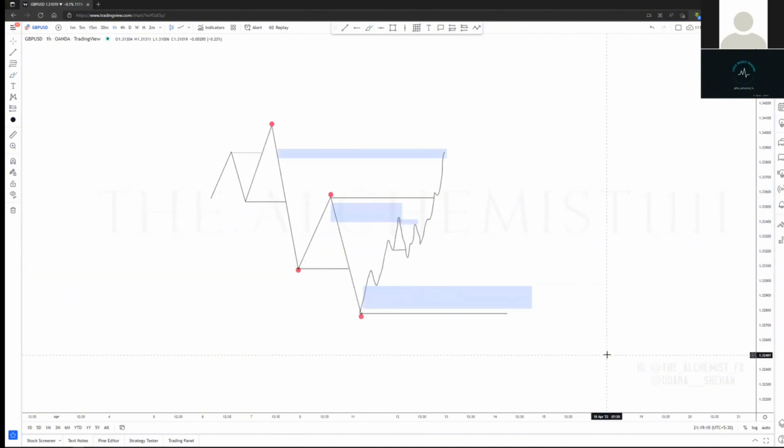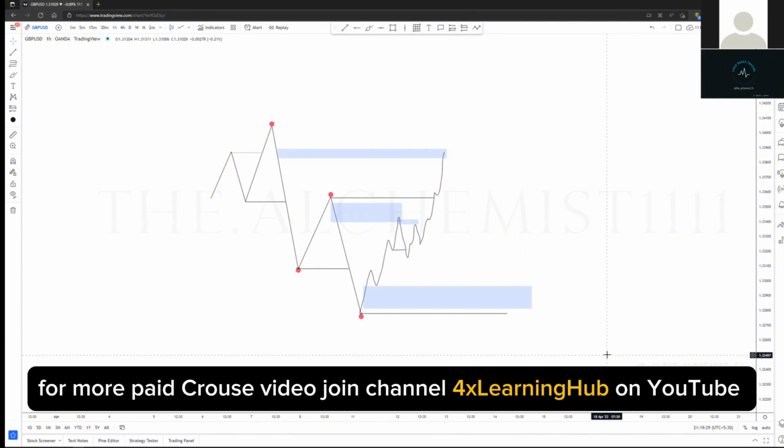But remember, market structure is the most important thing. Market structure will be the first one, then comes liquidity. So structure combined with liquidity, because market structure is the one that's going to give you the direction. If you understand the direction, your entries will be very easy, because that's the thing most of the people are struggling with.